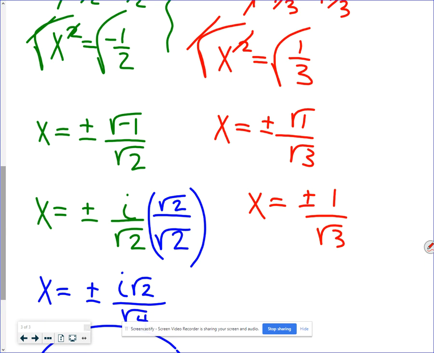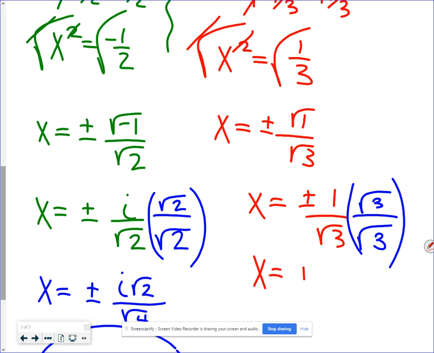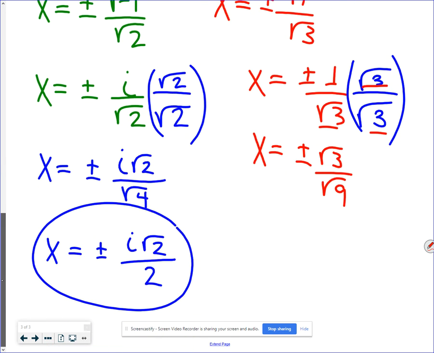And just like on the other one that we did, we ended up with a square root in our denominator. We can't have that. So we're going to have to multiply the square root of 3 by another square root to make it a perfect square. The easiest one to use would be just the square root of 3. So again, we're going to multiply the top and bottom by the square root of 3. So we're really only multiplying by 1. We're not changing the answer. So we get x equals plus or minus 1 times the square root of 3, which is just the square root of 3. And on the bottom, the square root of 3 times the square root of 3 would be the square root of 9. And then the square root of 9 can be reduced. So we get x equals plus or minus the square root of 3 over 3.